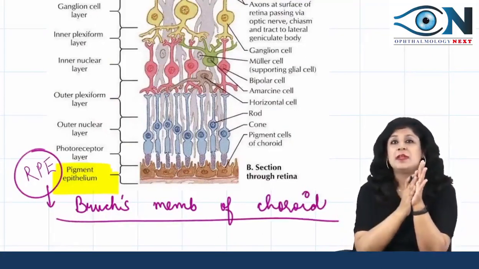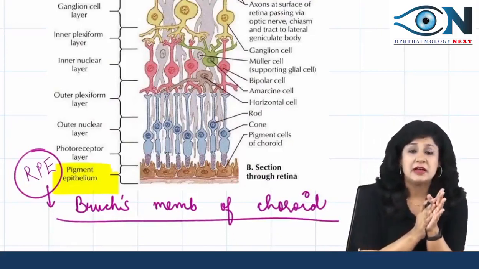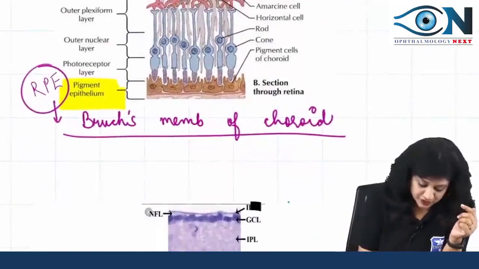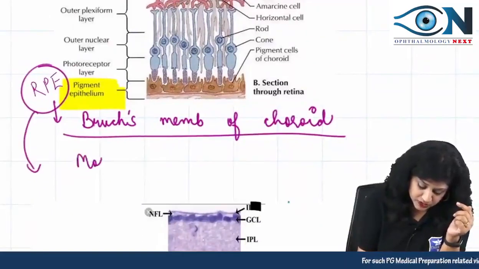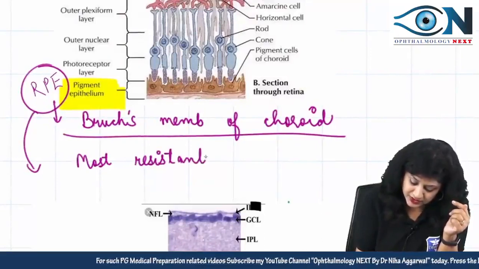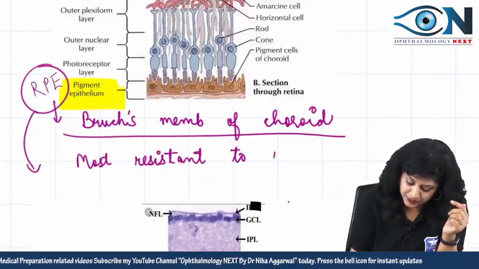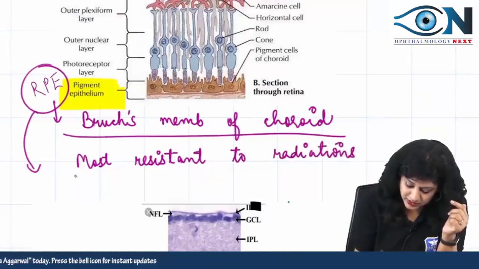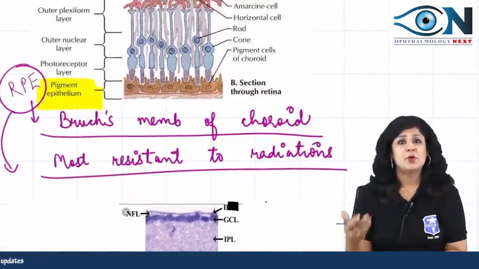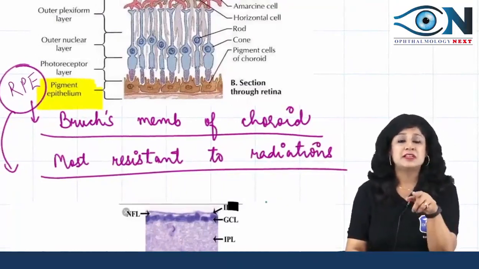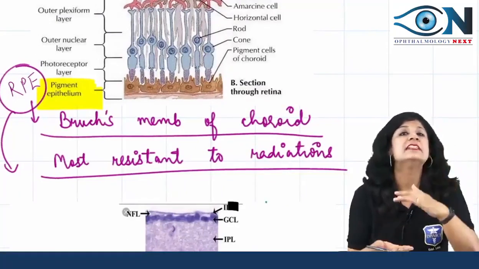So, this will be your outermost layer of the retina, and an important thing is that it is this RPE layer which is the most resistant. This layer is most resistant to radiations. Again, an important question often asked. Now, after this, we have the neurosensory retina.